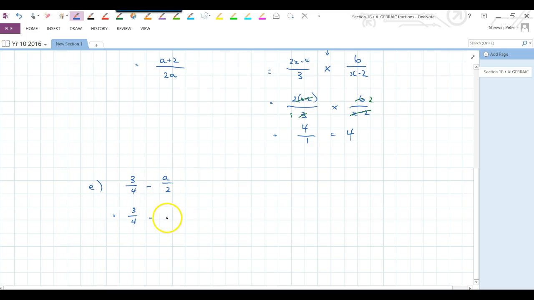Because this a over 2 goes to 4. So what have I done? I've multiplied the 2 by 2. So I have to do the same to the numerator, otherwise I will be changing the value of the fraction. We can't do that. So that becomes 2a there. So now I've got 3 over 4 minus 2a over 4. What I do is collect my numerators together. So 3 minus 2a over 4. And we've done. We've simplified our fraction.